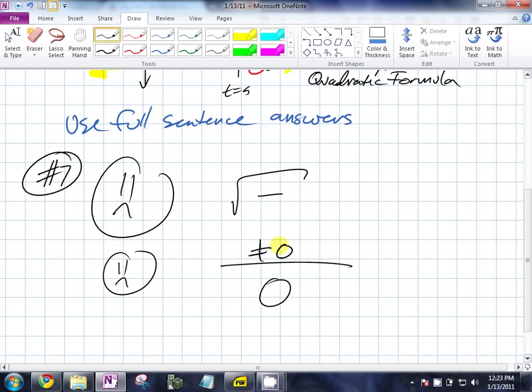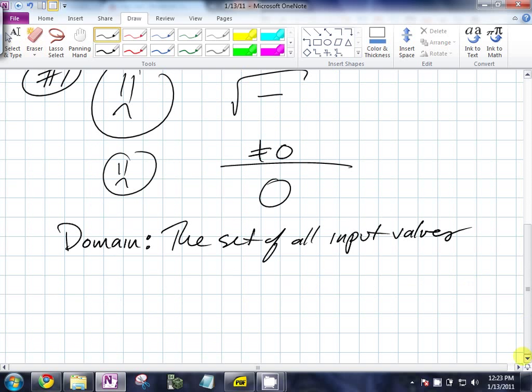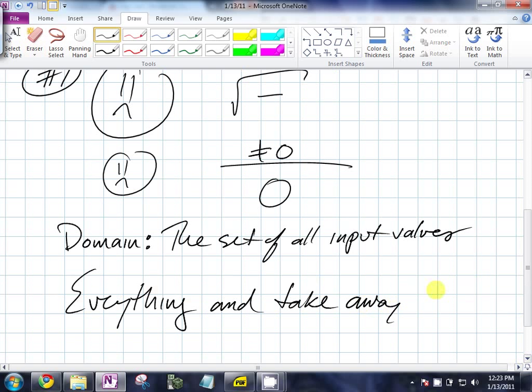The domain. Anybody have a good definition for domain? What's one way you say it? You've all seen it before. You all raised your hand pretty much. What is the domain of a function? All numbers that can go into a function. The set, that's great. The set of all input values. That was great, Bjorn. I like that. Everything you can put into a function. So you start with everything, and what do you take away? The problematic values, right?